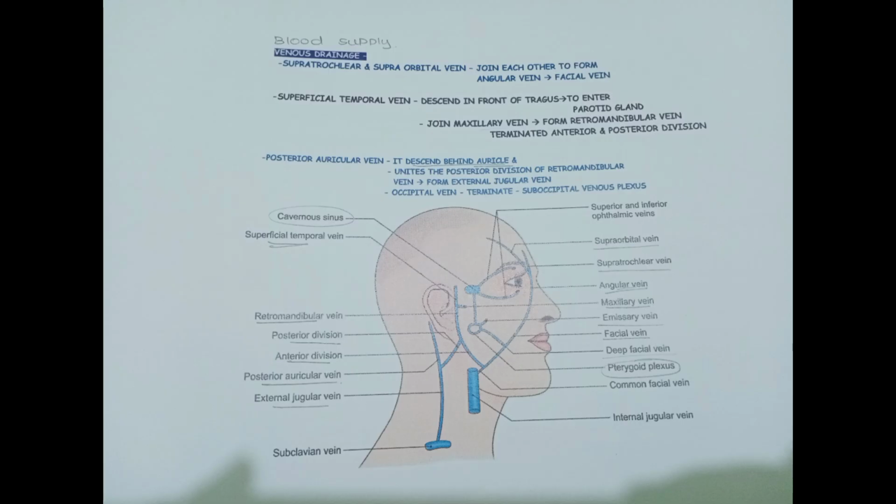Next comes the venous drainage, which is a separate 3-mark question in the university. So there are supratrochlear and supraorbital veins which join to each other and form the angular or facial vein. Then superficial temporal vein and posterior auricular vein.